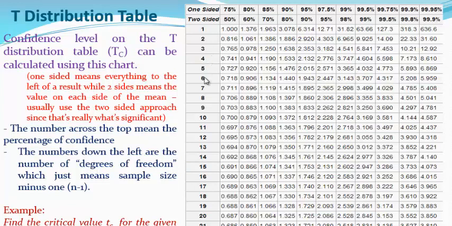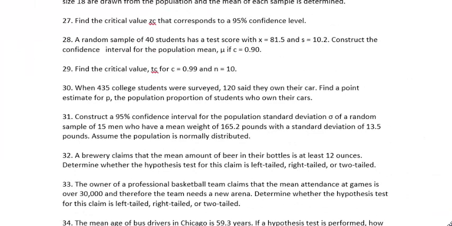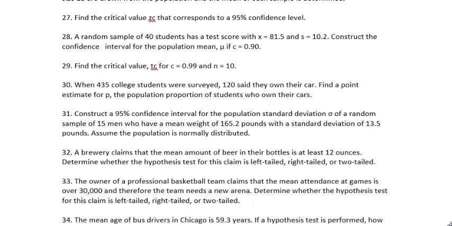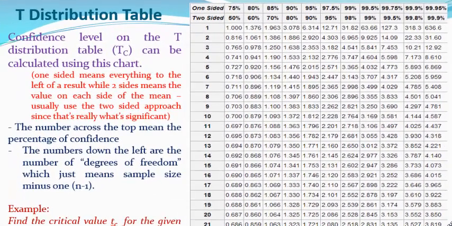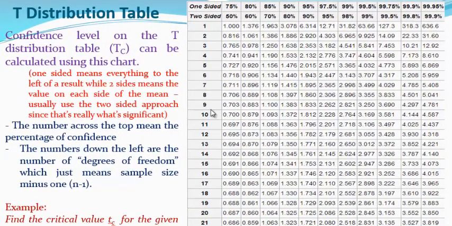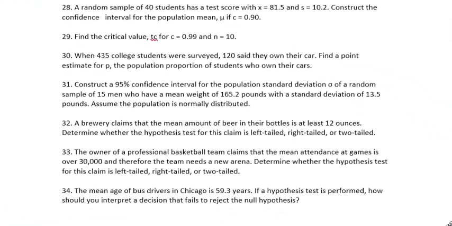And for the number, this is the degrees of freedom, and that's the sample size minus 1. The degrees of freedom is always n minus 1. In this case, question number 29, we had n equals 10, so the degrees of freedom is 9. And the confidence interval is 99. So we'll take the 9, and we'll go across until we hit the 99 column on the two-sided data, which is over here. And it looks like your answer here is 3.250. Simple enough.